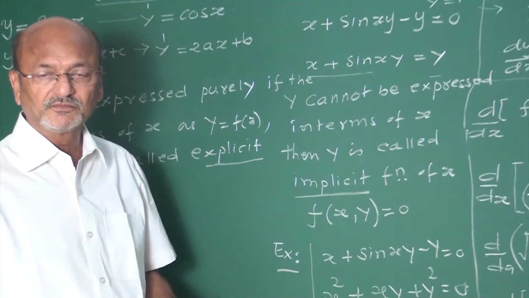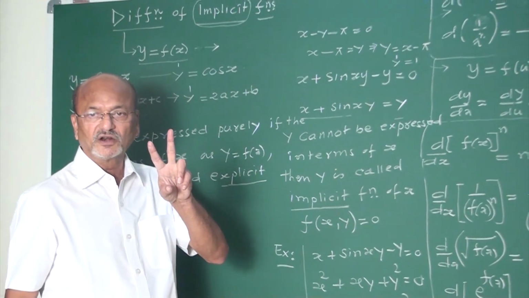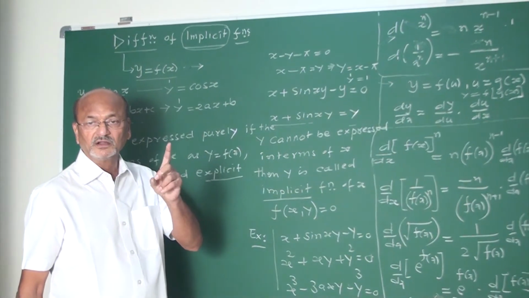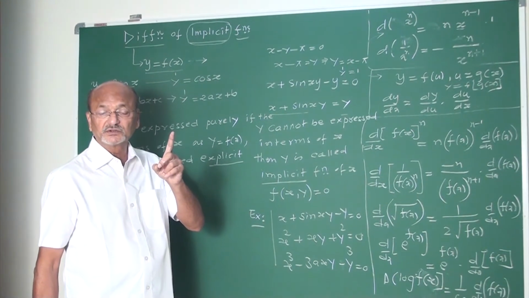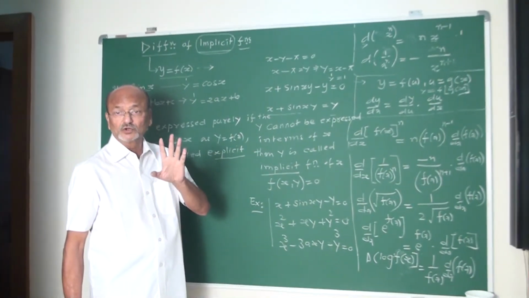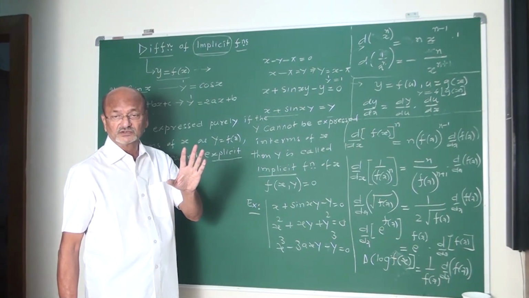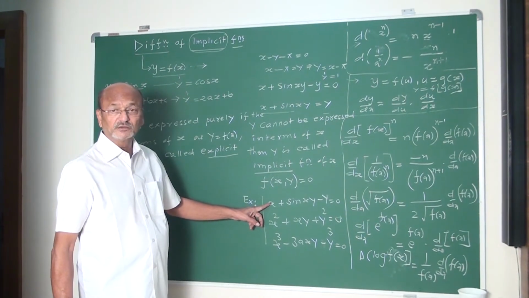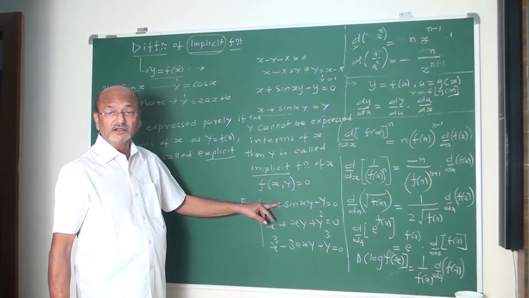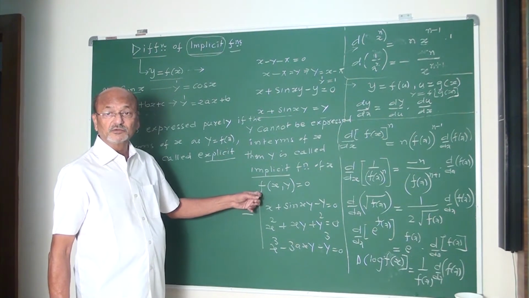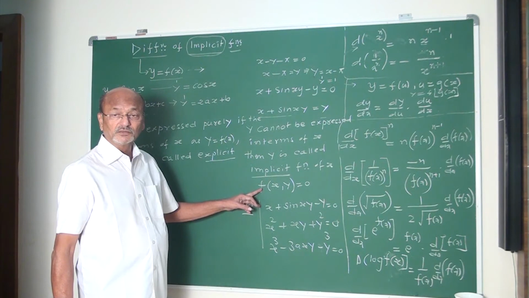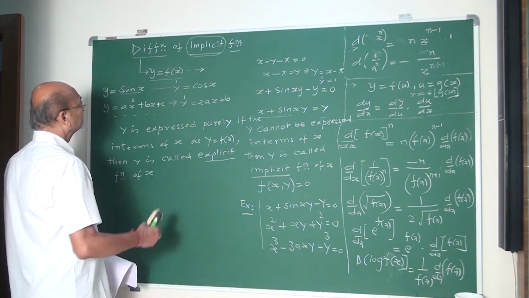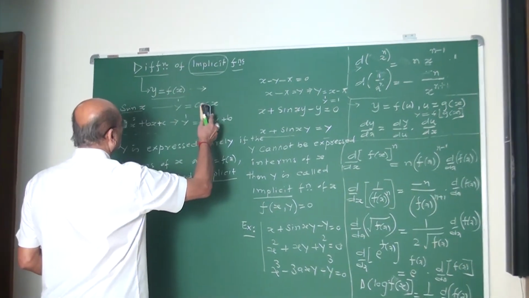What is an implicit function? The relation is between two variables x and y. One is the dependent variable, another is the independent variable. If the dependent variable is expressed purely in terms of x, y equal to a function of x, it is explicit. When we are unable to express y in terms of x, we are unable to solve y in terms of x. In that case, y is said to be an implicit function of x, my friends. Yes, the definition of implicit function is made clear.